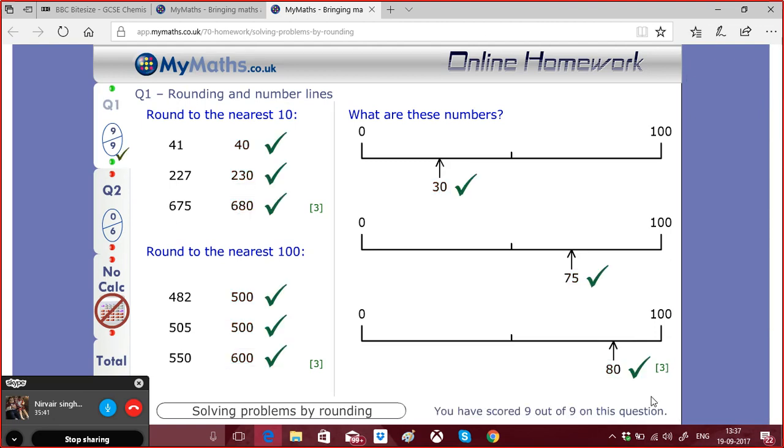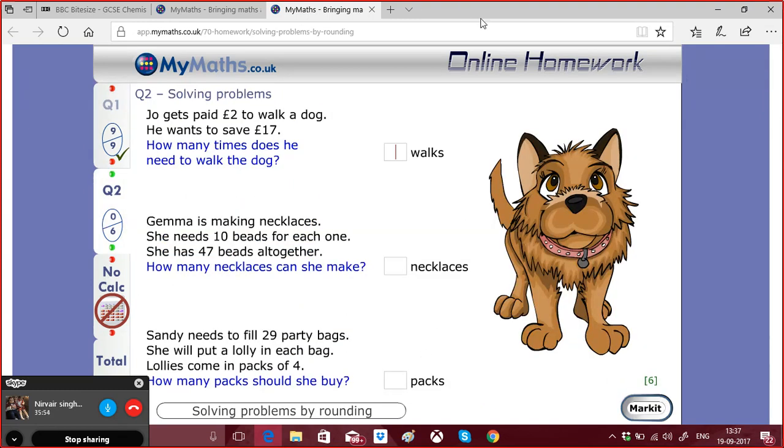I just estimated it. I don't know the real answer. Oh, yes, that's right. All the questions are perfectly right. Now move to the next question. Oh, yes, these are the word problems. Just read your question and try to solve that.